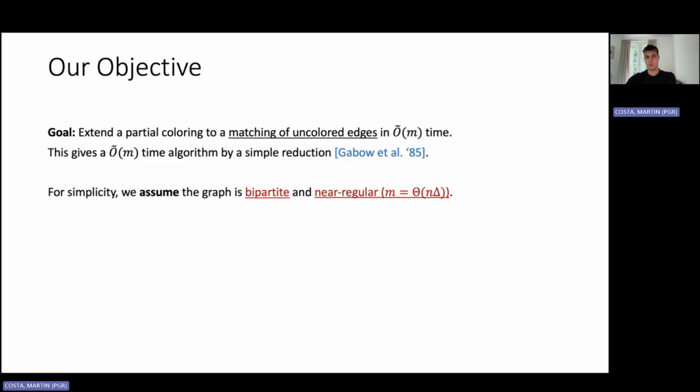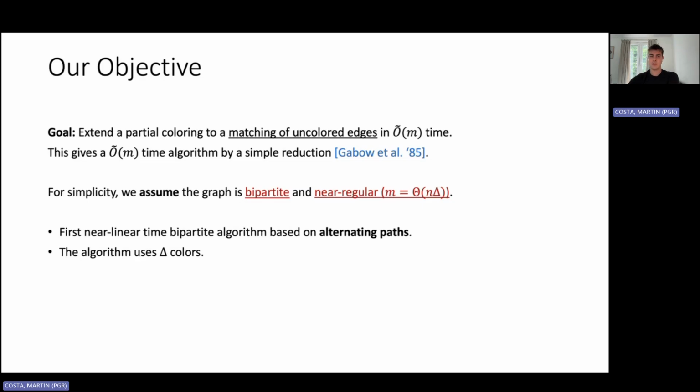So for simplicity, we'll also assume the graph is bipartite for now, and that it's near regular, meaning that the number of edges is just n times Delta, okay? So the algorithm that we'll describe now is the first near linear time algorithm for bipartite graphs that uses alternating paths. The previous algorithms for bipartite graphs very heavily exploit bipartiteness in a way that will not extend to general graphs. And because we're only dealing with bipartite graphs, the algorithm will only use Delta colors. It will be a bit simpler as well, okay?